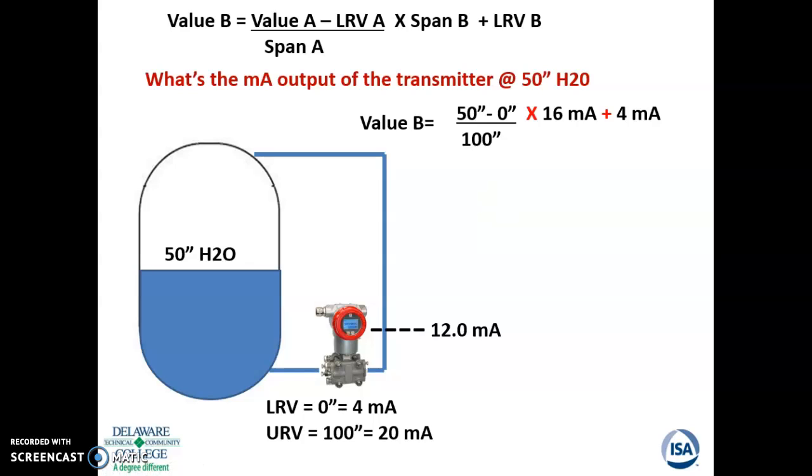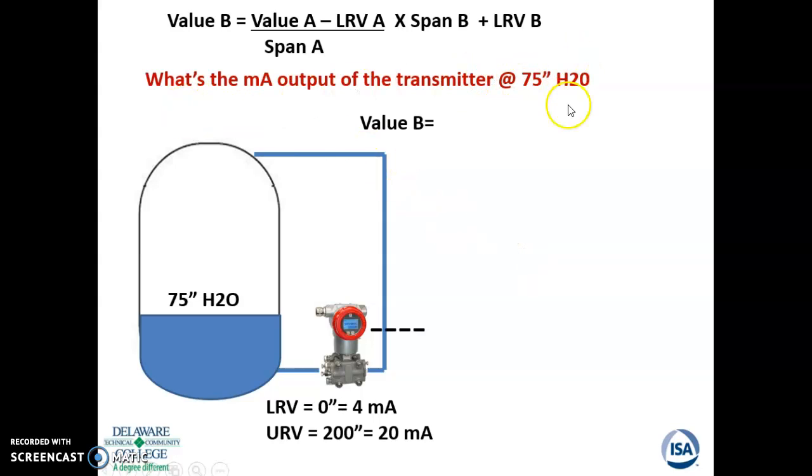Let's just check it real quick. So we have 50 minus 0 divided by 100 times 16 is 8 plus 4 is 12. I think I said 8, but I meant 12. So again, that's halfway through. All right, so that makes sense.